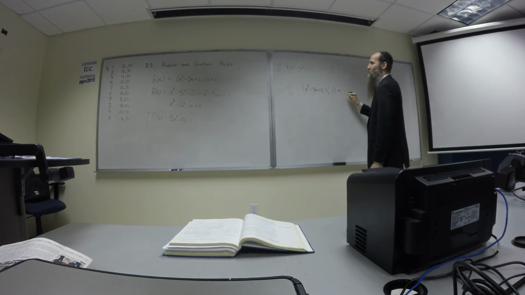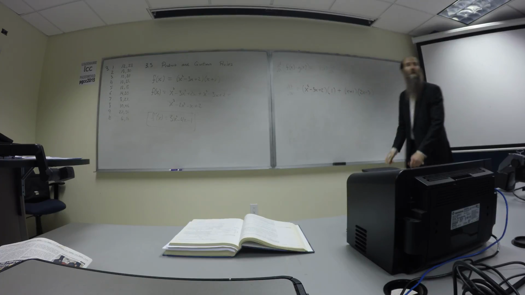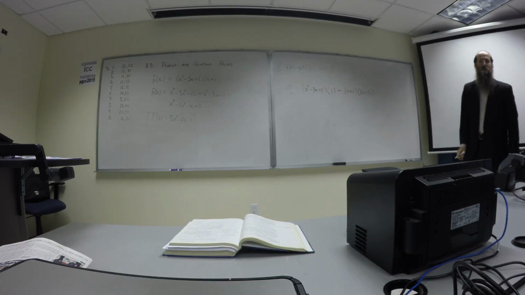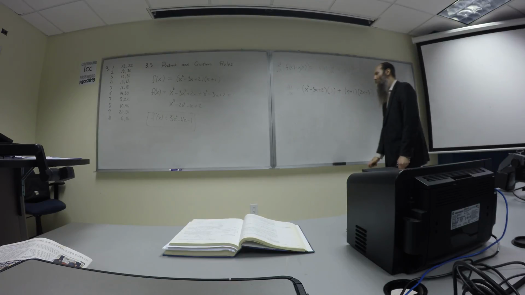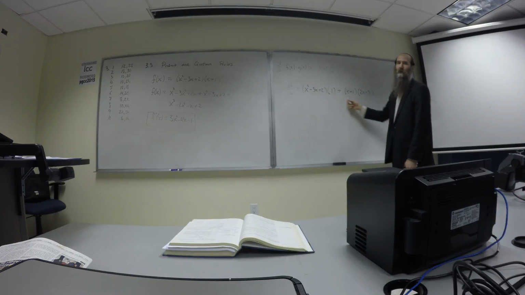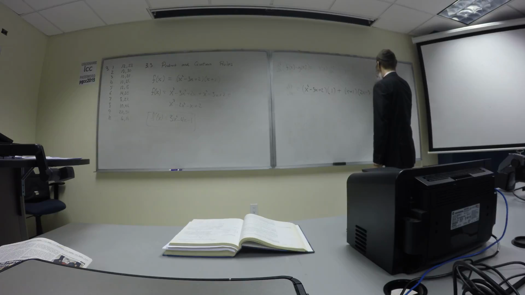Plus the second function, which is x plus 1, times the derivative of the first. 2x minus 3. Good. There's our answer. There's our derivative of the exact same function. Which means if we multiplied this out and added it together, we would get the exact same quadratic down there. And I'm sure we will. We're going to do it, right?